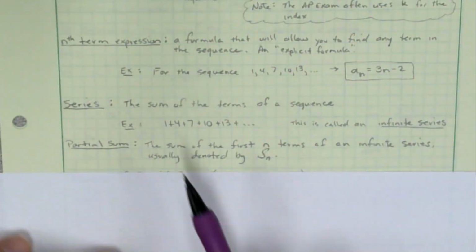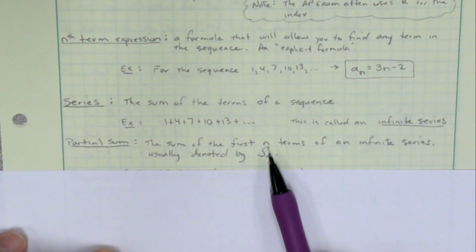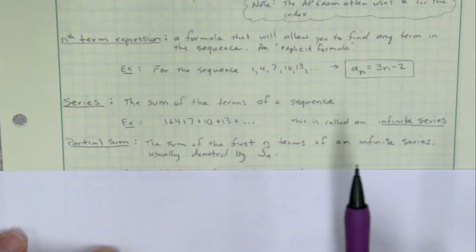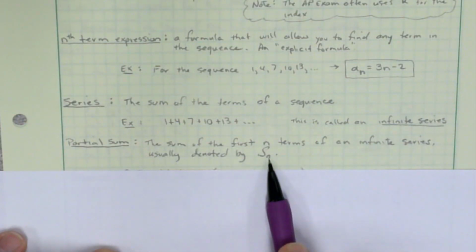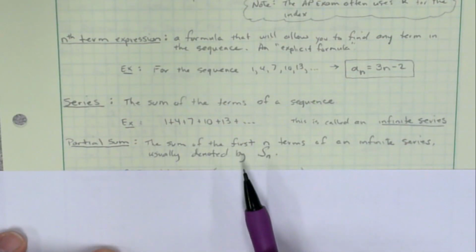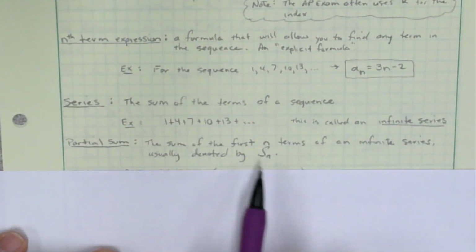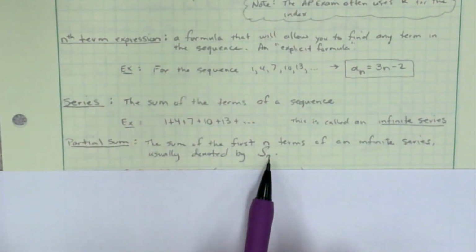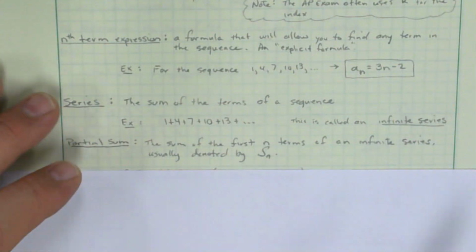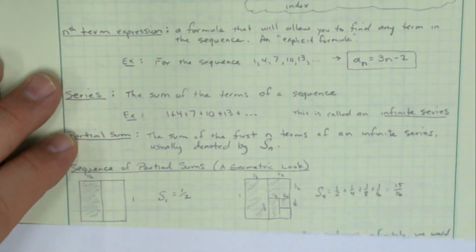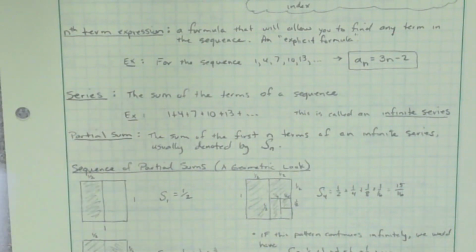If I only add up a certain number of terms, then that sum, which is usually denoted with a capital S, gets a little index number on it indicating how many terms you're going to add up. So that's what this means. This is now a partial sum. I'm only going to add up the terms up to whatever this index number is. So let's take a look at, in a geometric sense, what this looks like.